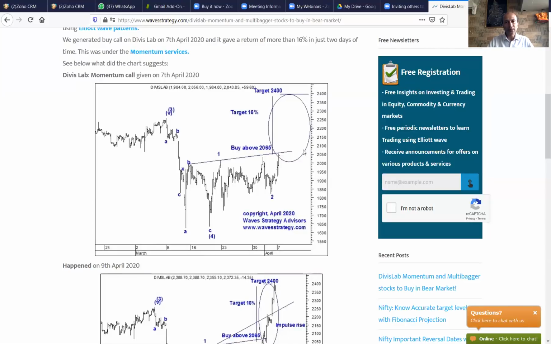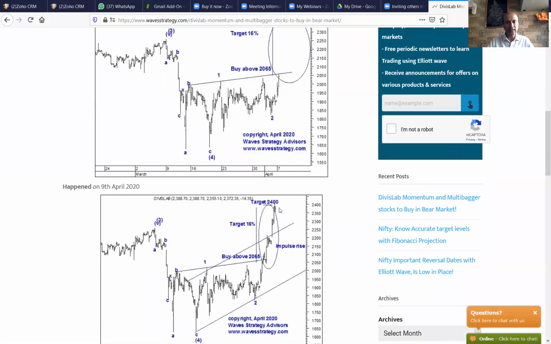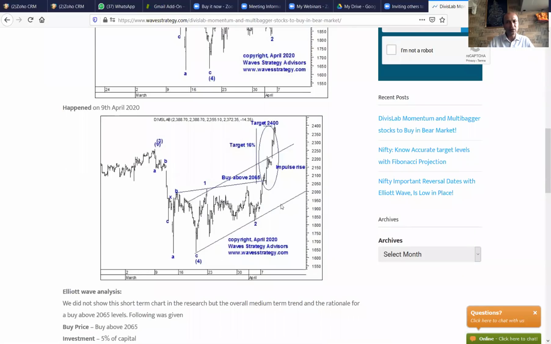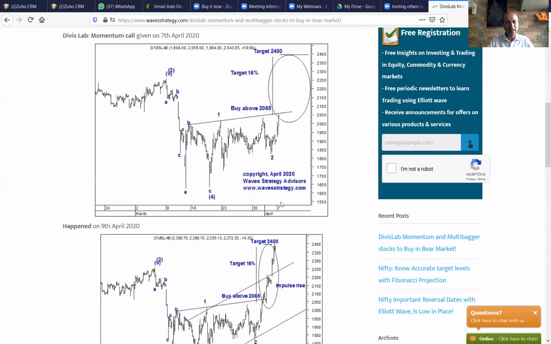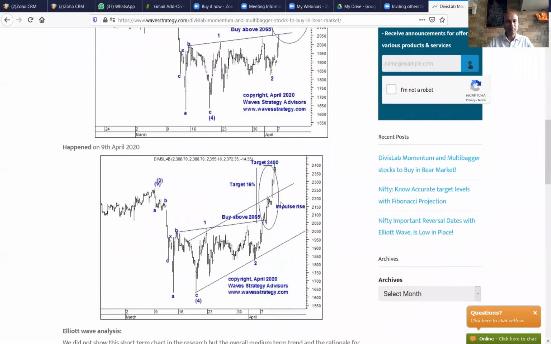At 2065 the buy was given, and look at the explosion that happened. We touched that 2467 level on which date? I think this was just on 9th of April. The call was given on 7th, and just on 9th it touched that. Less than 2 days. And that was simply fabulous.